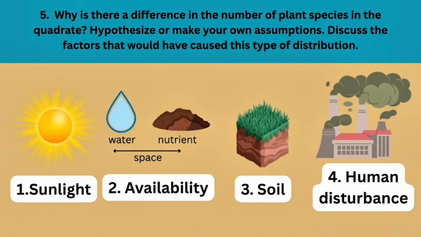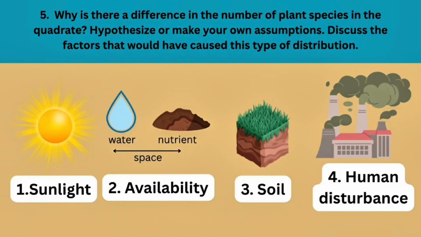Why is there a difference in the number of plant species? And discuss the factors. The hypothesis that we could make is the abiotic factors, which are environmental factors such as sunlight, availability, soil moisture, nutrient levels, and human disturbance. First is sunlight. Some quadrats may receive more sunlight due to their position or lack of canopy cover, allowing sun-loving species to thrive, while shaded areas may support only shade-tolerant species. Second is availability. The presence or absence of essential resources like water, nutrients, or space can influence which plant species are able to establish and thrive.